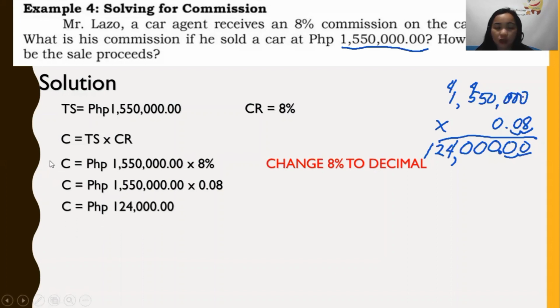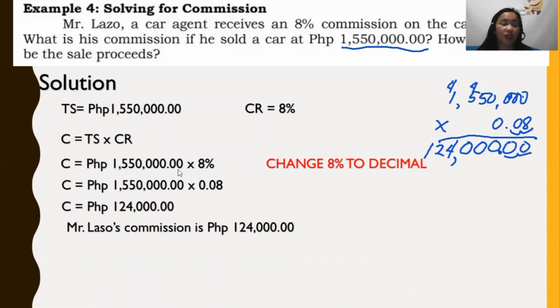124,000 pesos. So this is the 8% commission. So Mr. Lasso's commission is 124,000 pesos. So ito yung marireceive niya kapag naibenta niya yung kotse with this amount. So malaki, di ba? Malaki yung nagiging commission ng mga agent.